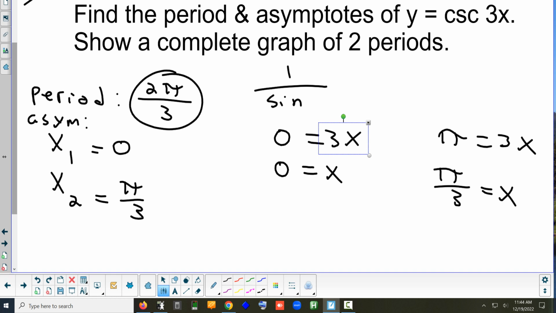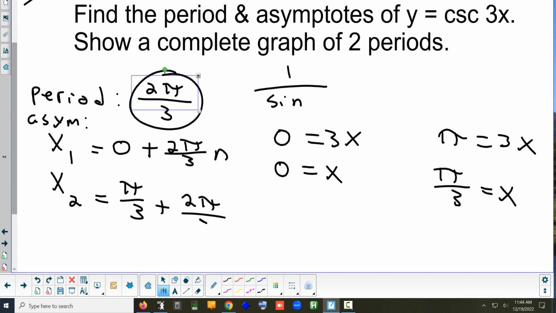And how often does each one of them repeat? Every 2 pi over 3. That's the new cycle. So this one's going to repeat every multiple of 2 pi over 3. And so is this one. And again, there is a little bit more efficient way to write that, but we're describing each asymptote separately rather than together. Okay, so period, asymptotes, and do a sketch.